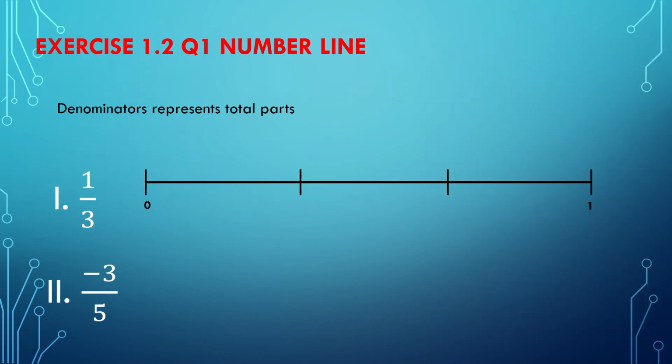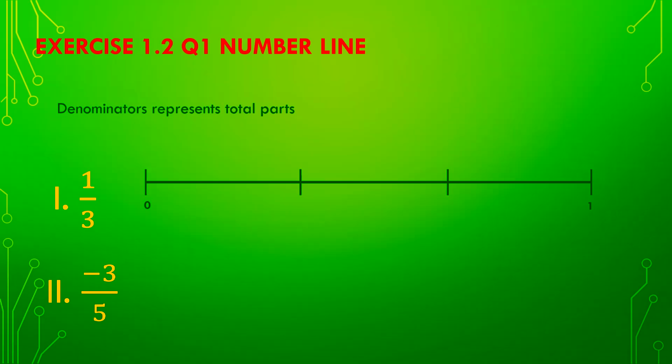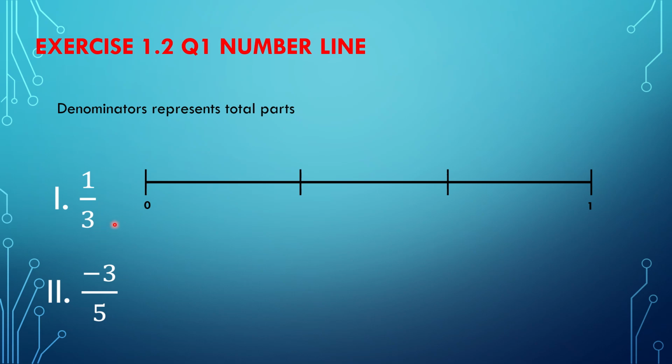This is exercise 1.2, question number 1: represent the following rational numbers on a number line. First of all, we must understand that this rational number, which is in the form of a fraction, has two parts. The top part is called the numerator and the bottom part is the denominator. While making the number line, keep in mind that the number line is divided into the parts which are represented in the denominator. As here the denominator is representing three equal parts, we divide our number line into three equal parts. This is the first part, this is the second part, and this is the third part.